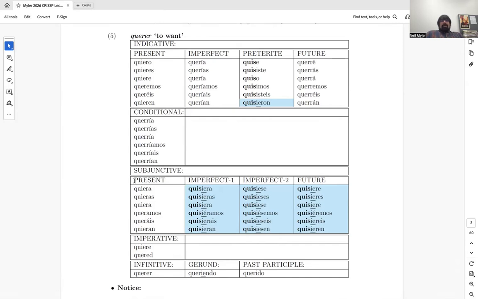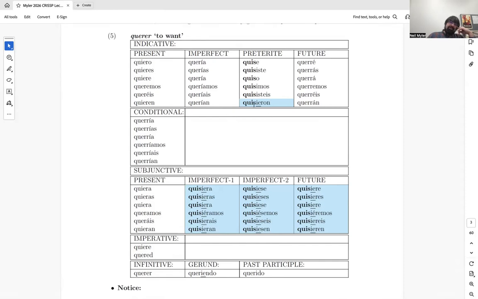Now, what you'll notice is that in the preterite and in the 2 imperfect subjunctives and the future subjunctive, you get a special stem allomorph, which is bolded throughout this paradigm, and it's quis, right? So the preterite goes quise, quisiste, quiso, quisimos, quisisteis, quisieron. And then in the imperfect subjunctive type 1, you've got quisiera, quisieras, quisiera. Type 2, quisiese, quisieses, quisiese. Future subjunctive, quisiere, quisieres, quisiere.